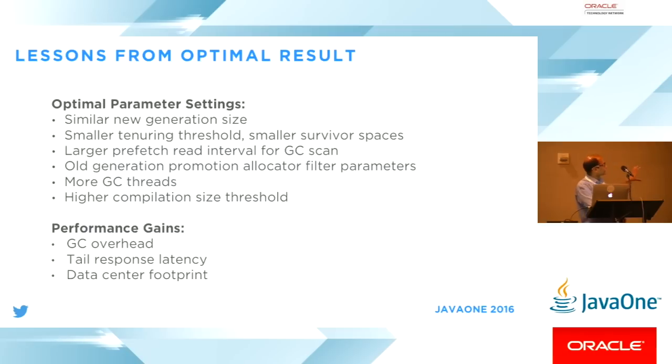Overall, what can we say about the performance gains? We reduced the GC overhead. Well, but the GC overhead was not very large to start with. Maybe it was 1 to 2%. That's not a great gain. But what it resulted in was that the tail response latency shrunk drastically. It became half of what it was before.